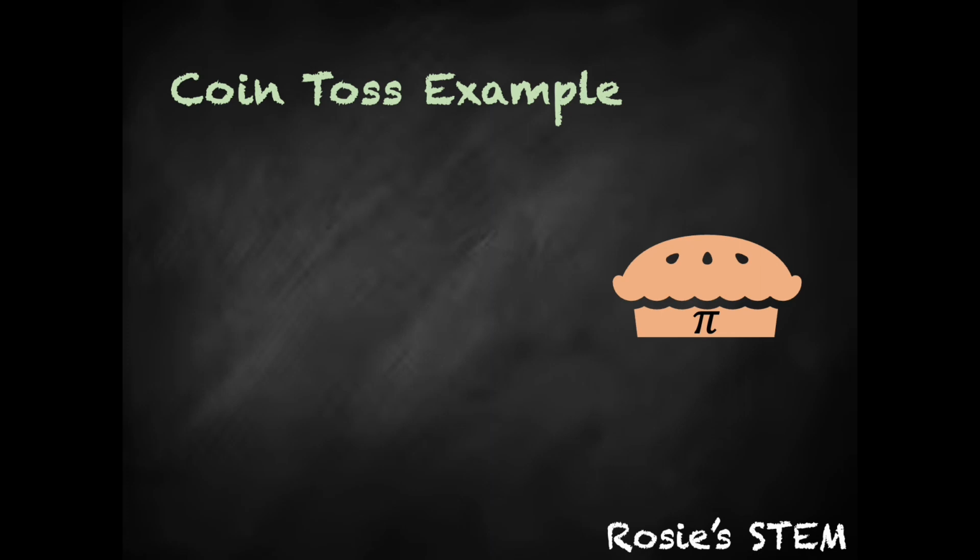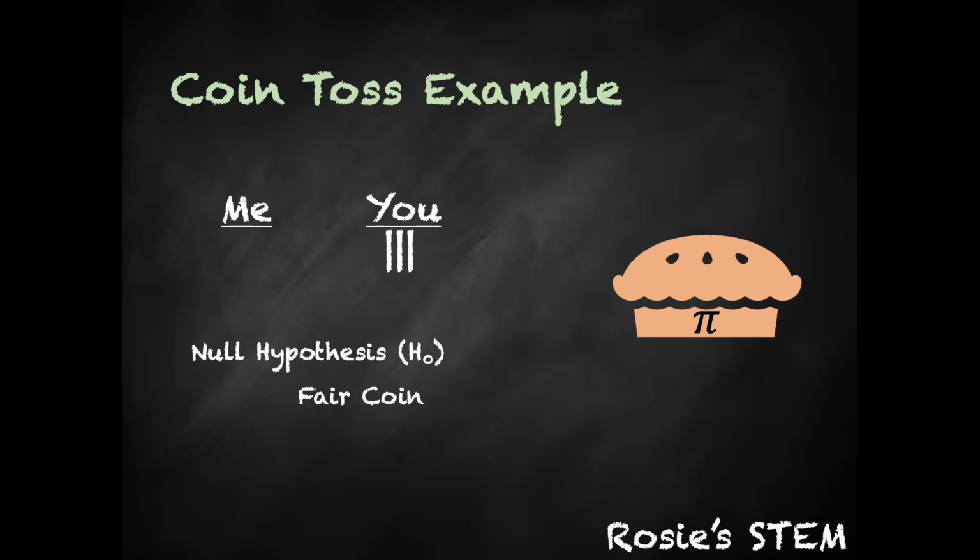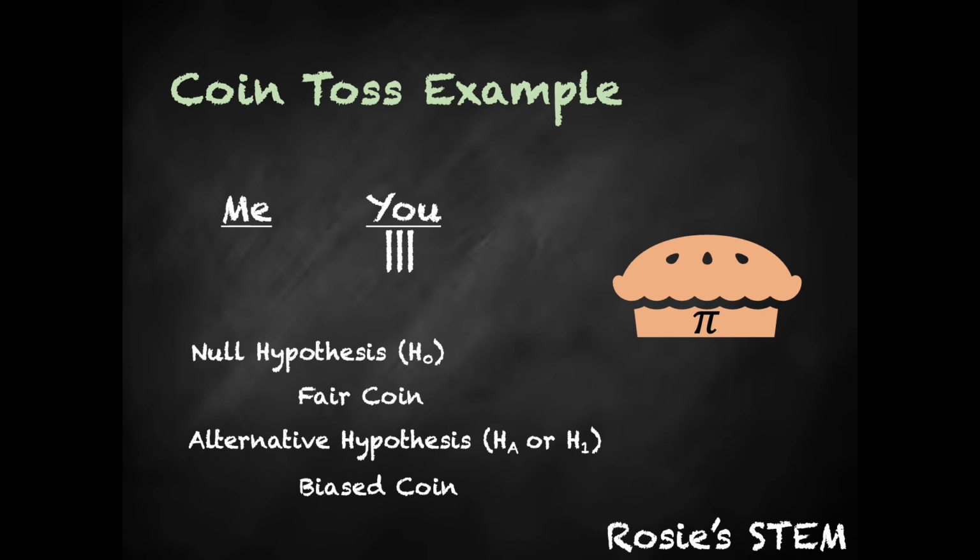Tails you win, heads I win. You end up winning 3 times in a row. That's suspicious, right? We might suspect that that coin is biased. The null hypothesis would be that the coin is fair, equally likely to show heads or tails, and our alternative hypothesis would be that the coin is biased, that it's more likely to show tails.